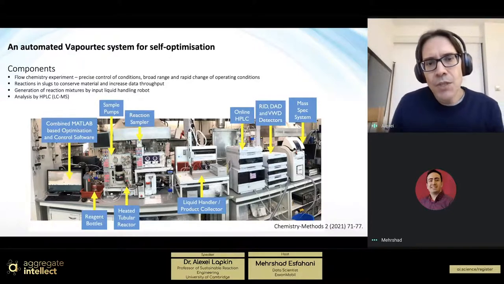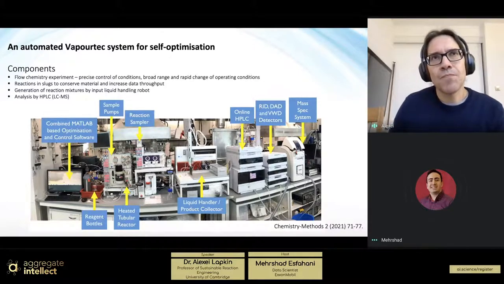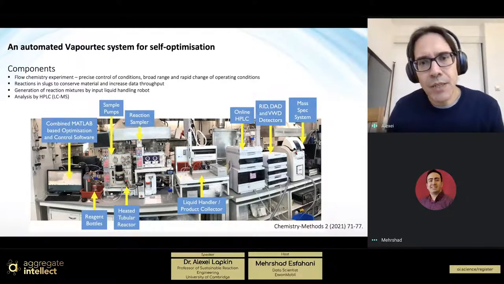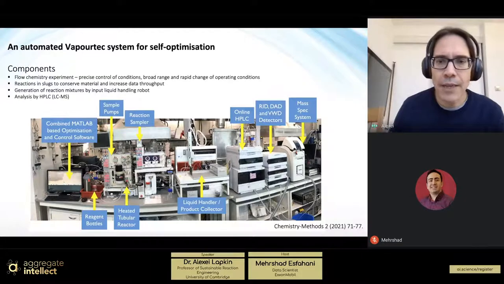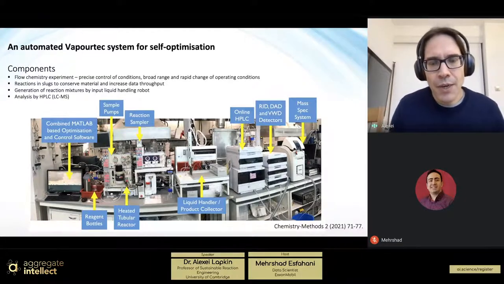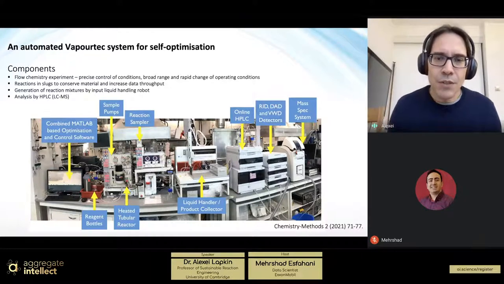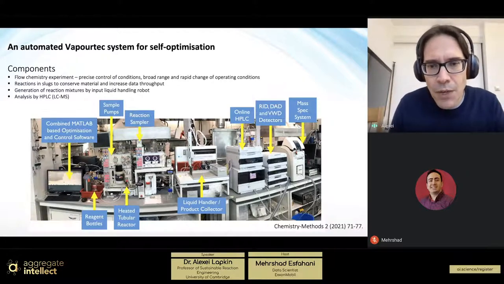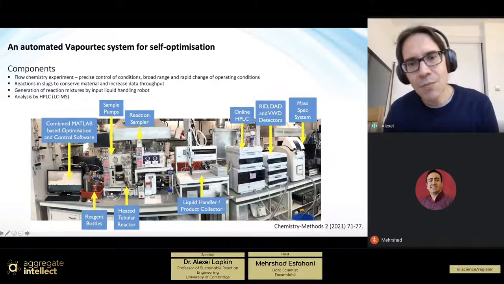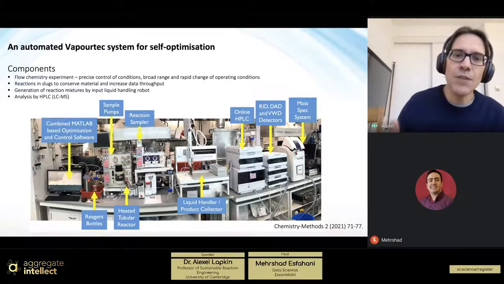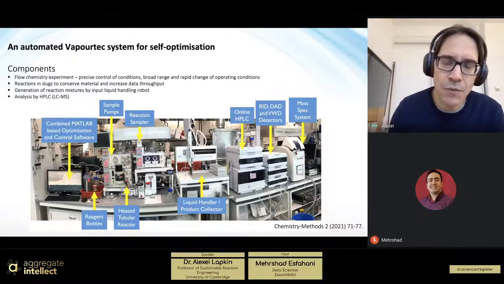In order to feed the system with designed experiments, so you can choose the discrete variables, you can choose reagents, solvents, catalysts, we put some of the components in reverse. So in this case, we have a liquid handling robot, which is typically used to collect the product fractions. We use it both to collect the product fraction, but also to create the feed mixtures which are fed into the reactor.